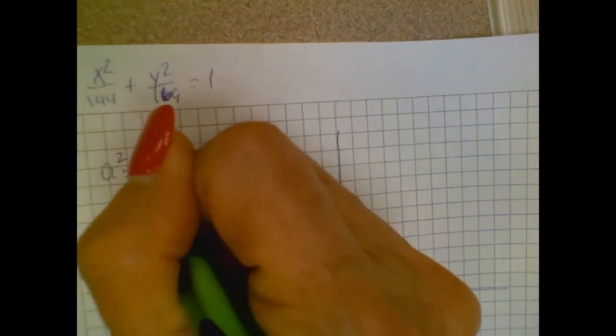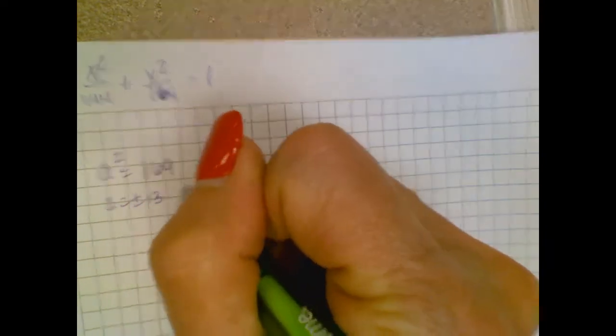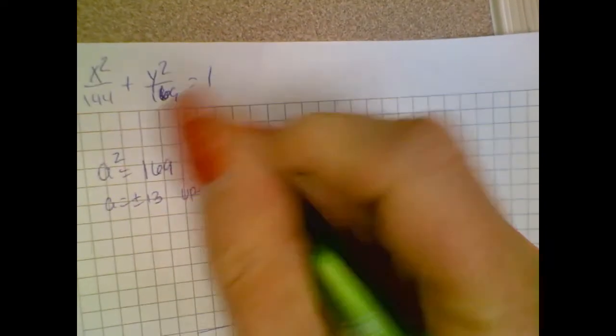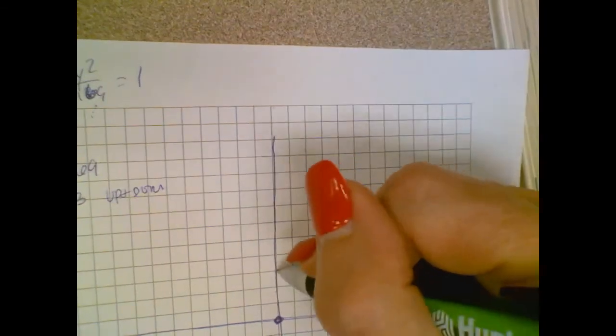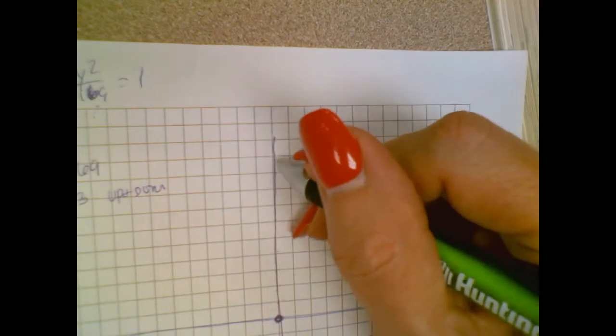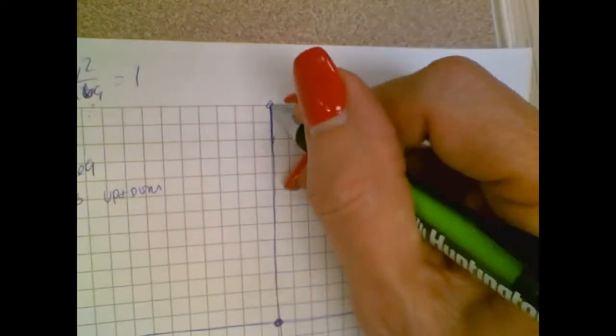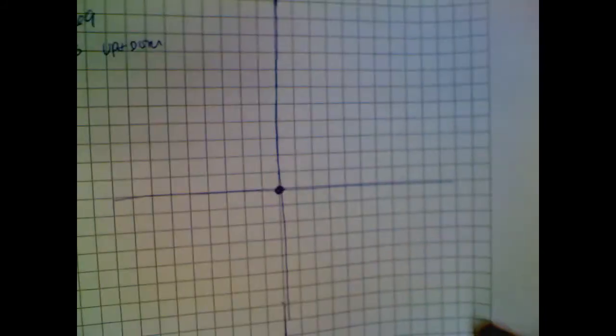Okay. So it looks like a squared is 169. So a is plus or minus 13, and that is going to go up and down because the bigger number is under y. So you're going to go up 13. 1, 2, 3, 4, 5, 6, 7, 8, 9, 10, 11, 12, 13. And down 13. 1, 2, 3, 4, 5, 6, 7, 8, 9, 10, 11, 12, 13. So this is a long, I can't even show you all this. It's so big. All right, you guys see that? 13, see how far apart those are?